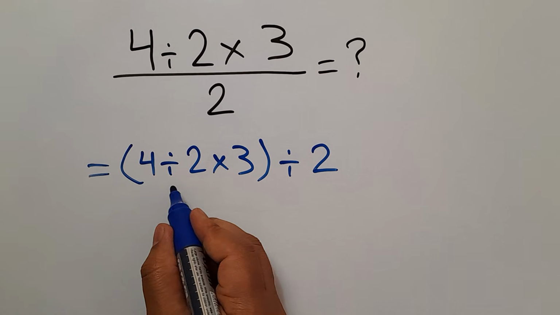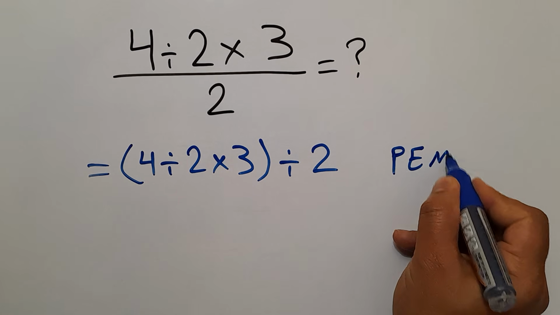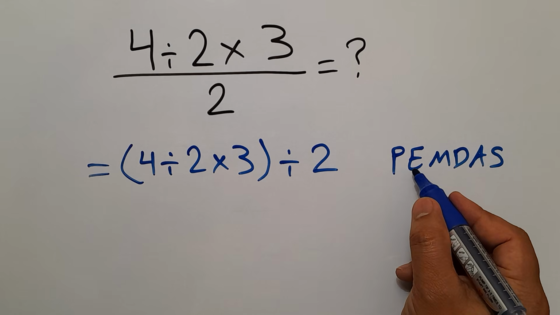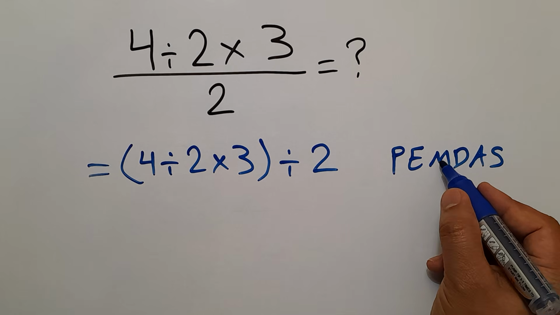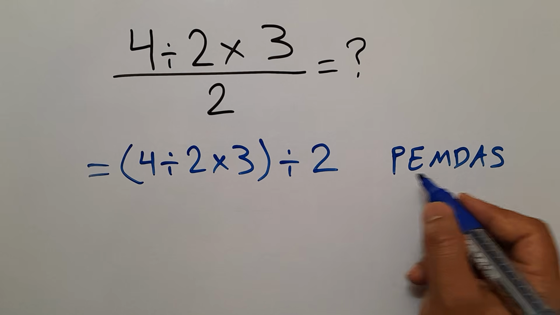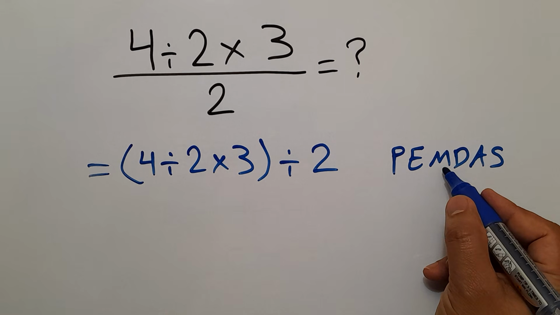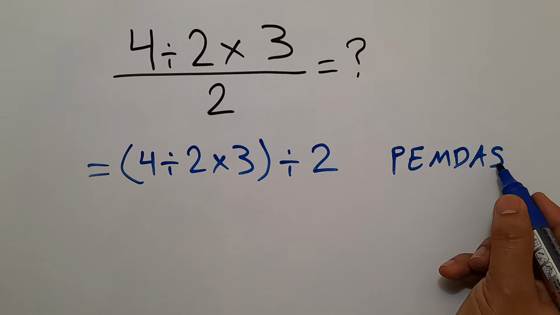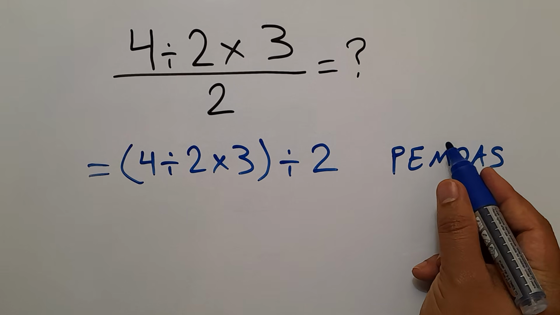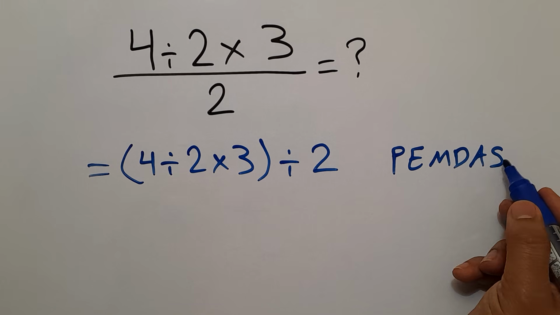And here, according to the order of operations, which is PEMDAS, P stands for parentheses, E stands for exponents, M and D stand for multiplication and division, and A and S stand for addition and subtraction. We first do parentheses, then exponents, then multiplication and division, and finally addition and subtraction. Remember that multiplication and division have equal priority, and we work from left to right. And the same applies to addition and subtraction.